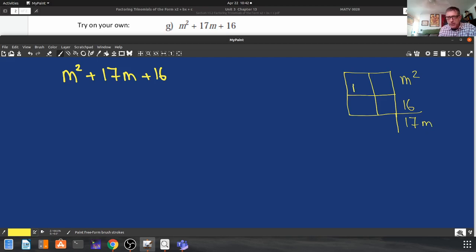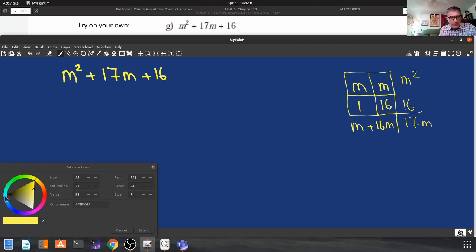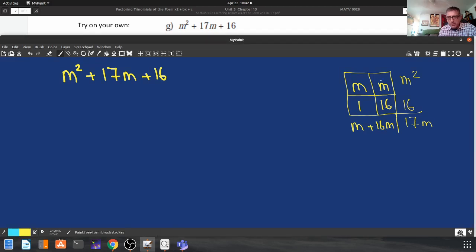So here we have no choice but to put m's there. And here I'm going to put 1 and 16. That gives me m plus 16m, and that gives me 17m. So remember, don't forget to grab the correct factorization. The factorization comes from the kitty corner tic-tac-toe board section.